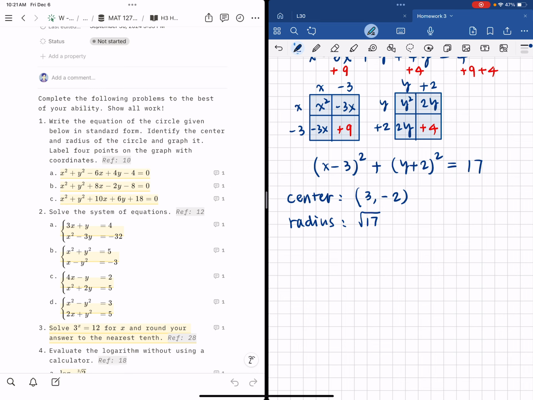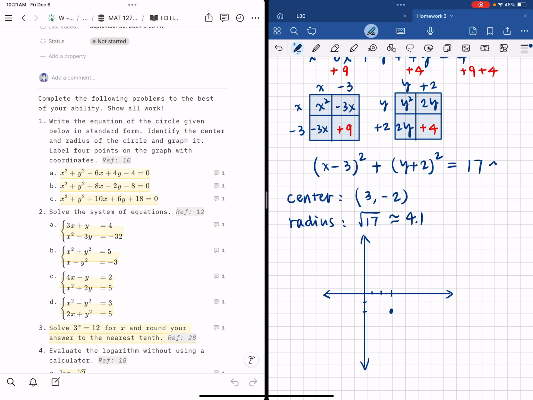So it's about 4.1. That's what the square root of 17 is. So it's approximately 4.1 or approximately 4. So I'm going to do a coordinate plane and then mark the center. The center is 3, negative 2. So 1, 2, 3. 1, 2. So it's right here. That's the center.